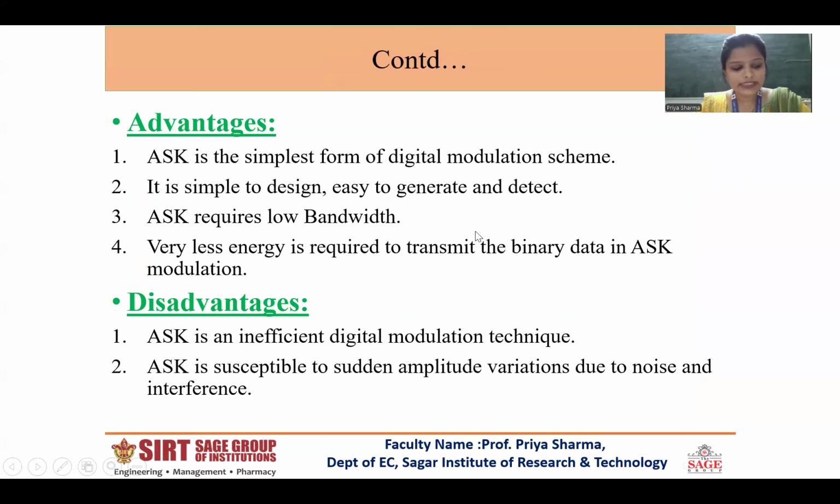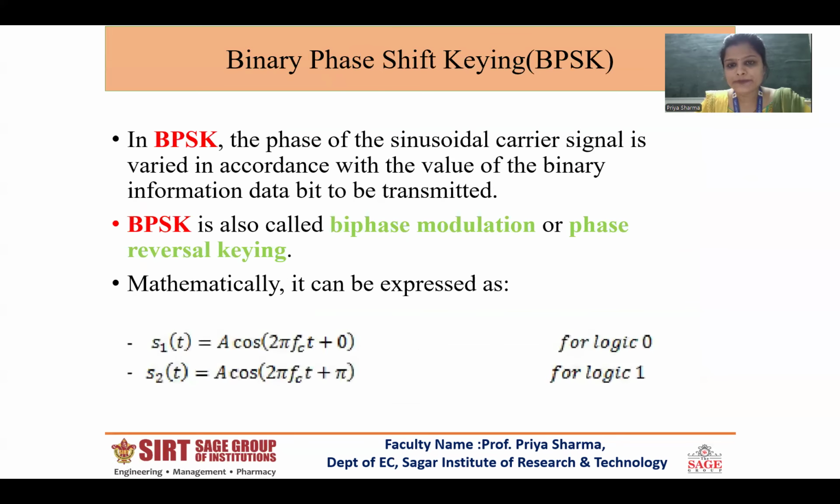Coming to the advantages and disadvantages, ASK is the simplest form of digital modulation scheme. It is simple to design, easy to generate and detect. ASK requires very low bandwidth. Very little energy is required to transmit the binary data in ASK modulation. Coming to the disadvantages, ASK is an inefficient digital modulation technique, and ASK is susceptible to sudden amplitude variations due to noise and interference.